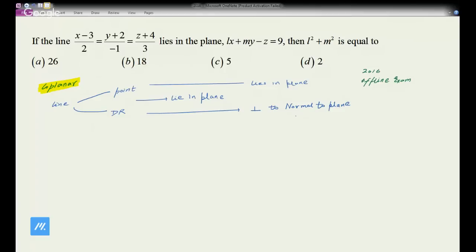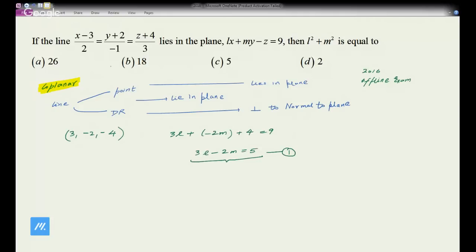As easy as you can get. So point हमें क्या दे रखा है? 3, minus 2, minus 4. This should satisfy this plane. So this condition will become 3L minus 2M plus 4 equal to 9. So this gives you 3L minus 2M is equal to 5. Linear equation in two variables because L and M are there.